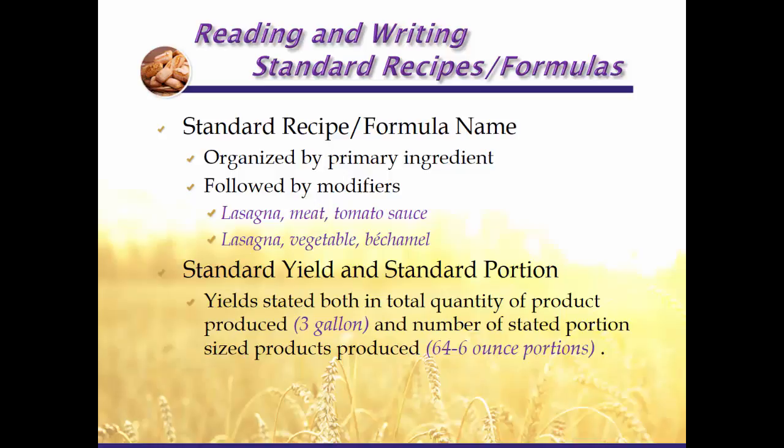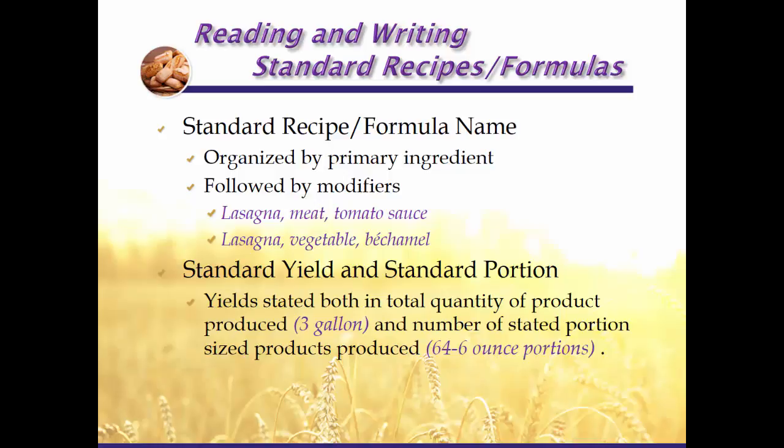Nowadays, a good idea is to keep the information of all your standards in the cloud for safety, and then also keep it on a drive somewhere for easy accessibility. So when writing a recipe, these points need to be considered. First, you have your standard recipe, which is the formula name. These are organized by primary ingredient. They're also followed by modifiers, like lasagna, meat and tomato sauce, lasagna, vegetable bechamel.